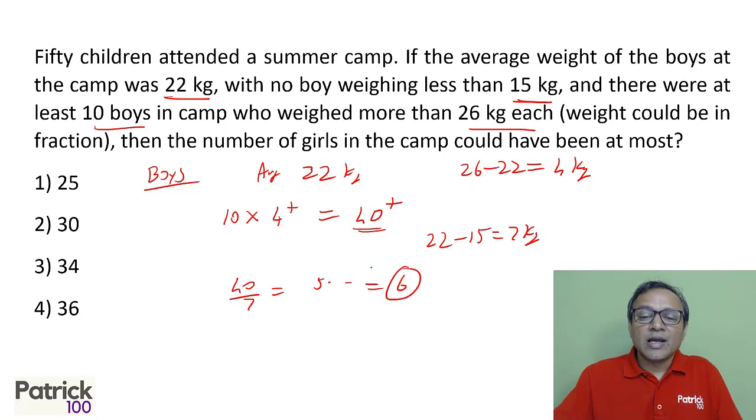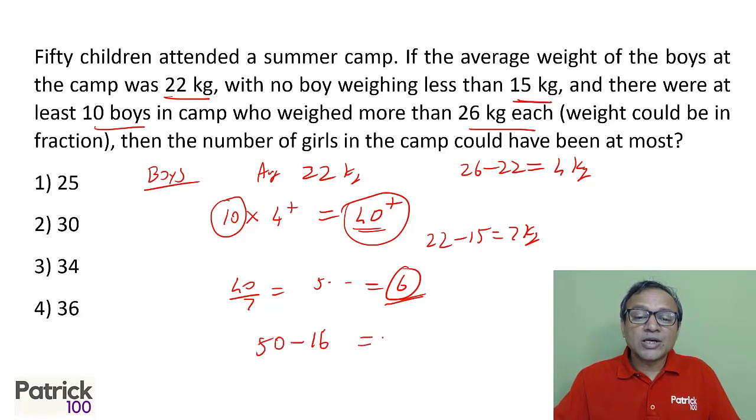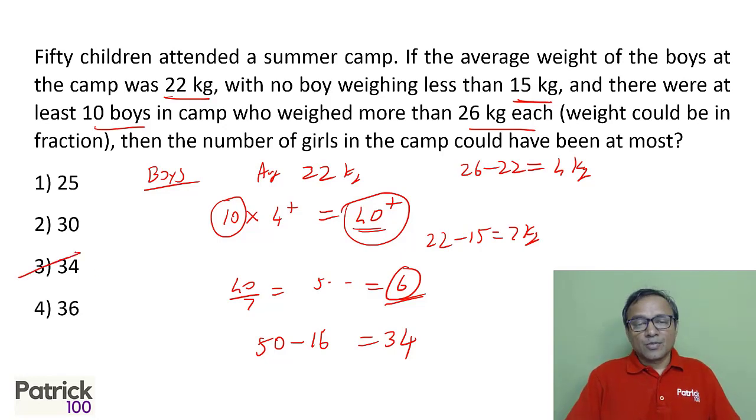6 boys at 15 kgs to compensate for this 40 plus. Which means that there are 10 boys with more than 26 and there will be 6 boys minimum. I'm talking about minimum right now. Less than the average at 15, total 16 boys. The rest can be girls. So 50 minus 16, you'll see 34 could be girls. So the answer will be the third option.